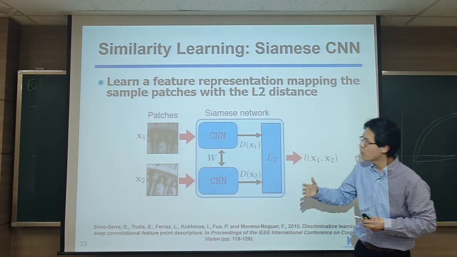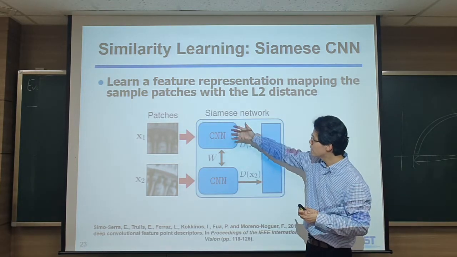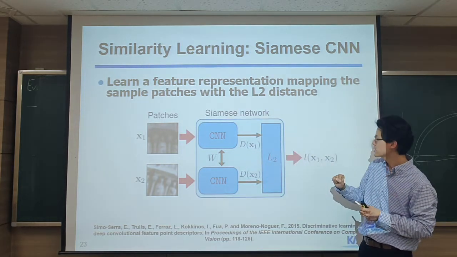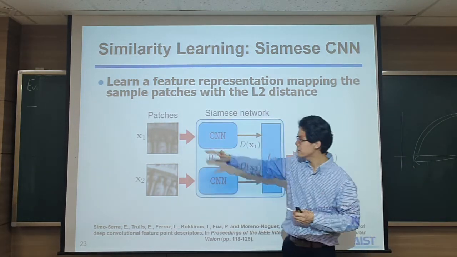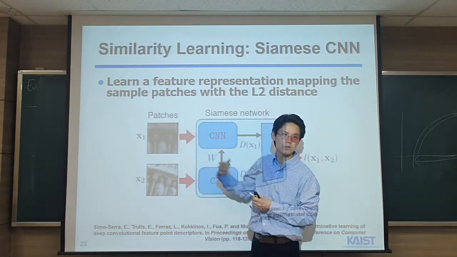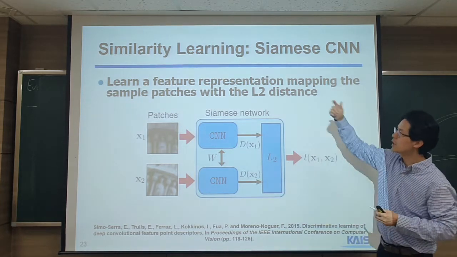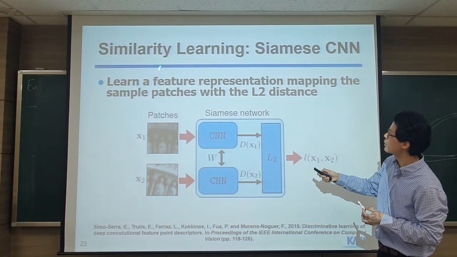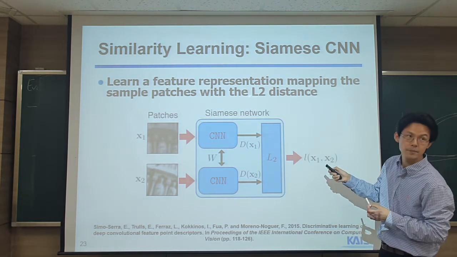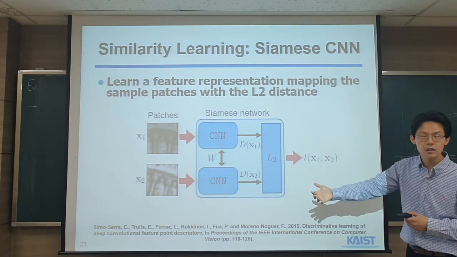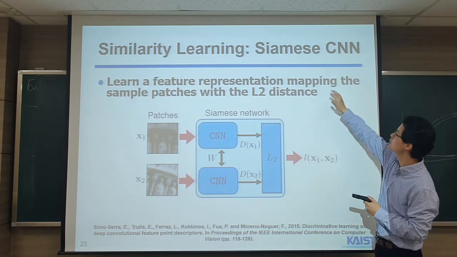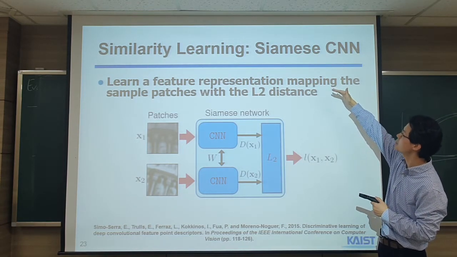And then somehow we wanted to design our CNN network to provide a patch that gives us a smaller distance for the same patch, for patches coming from the same part of the object, right? That's the idea. In other words, we aim to learn a feature representation mapping the sample patch with the simple L2 distance, right? So this could be the actual feature learning or metric learning, whatever you want to call it. Here we can use another architecture known as the Siamese CNN.